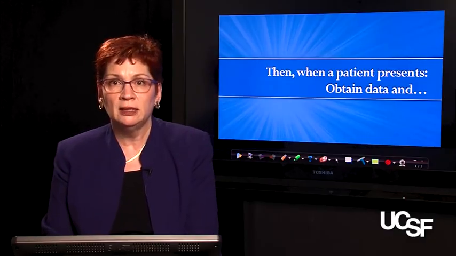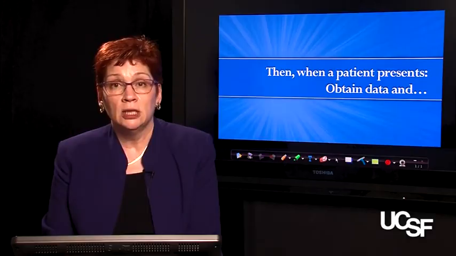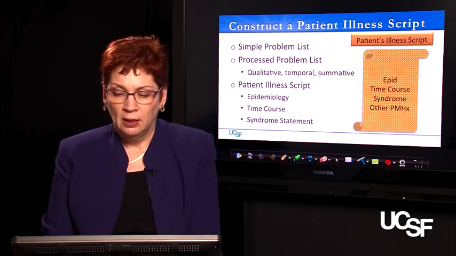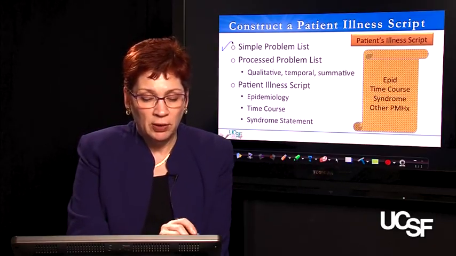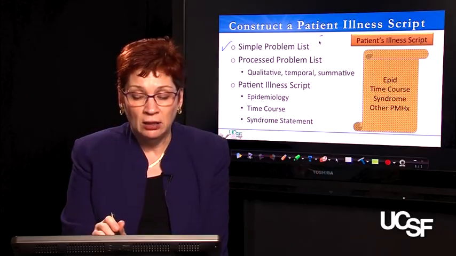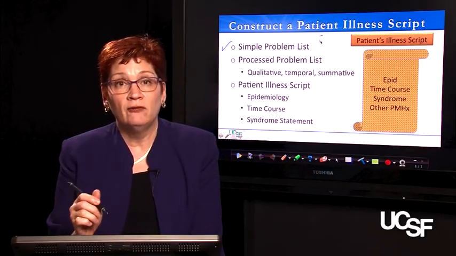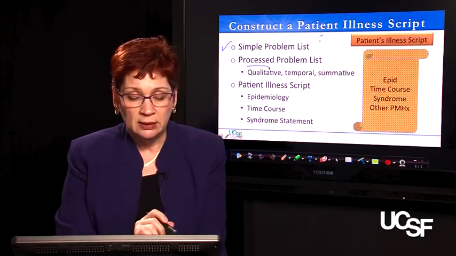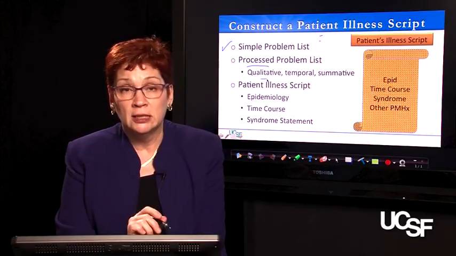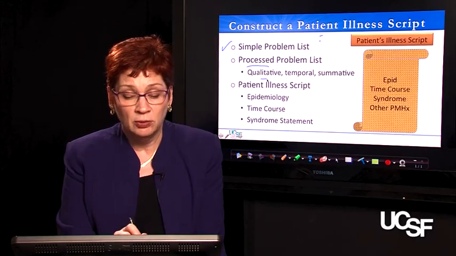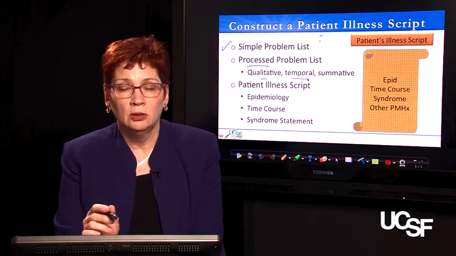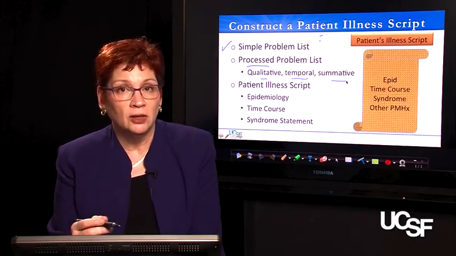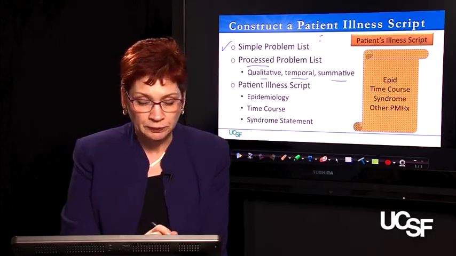So when a patient presents, we are able to obtain data using history and physical and then develop the patient's illness script. Several steps to that: simple problem list, where we just list all of the problems that the patient has, identified through the history and physical and sometimes lab tests. Process that problem list, both qualitatively, for instance, dyspnea rather than shortness of breath, temporally, acute or chronic, or summatively, the syndromes of sepsis or congestive heart failure or aseptic meningitis.